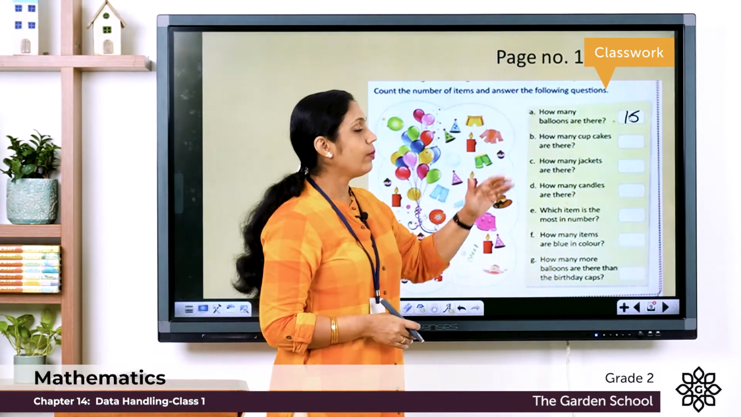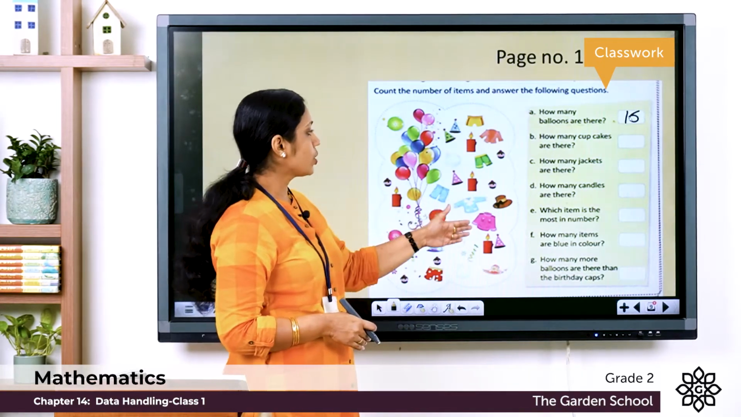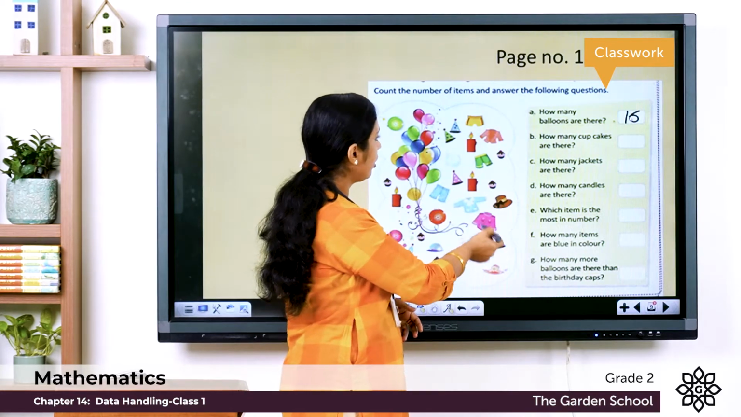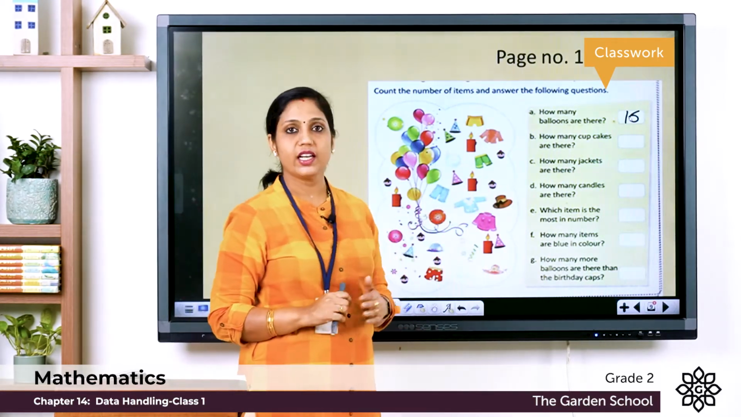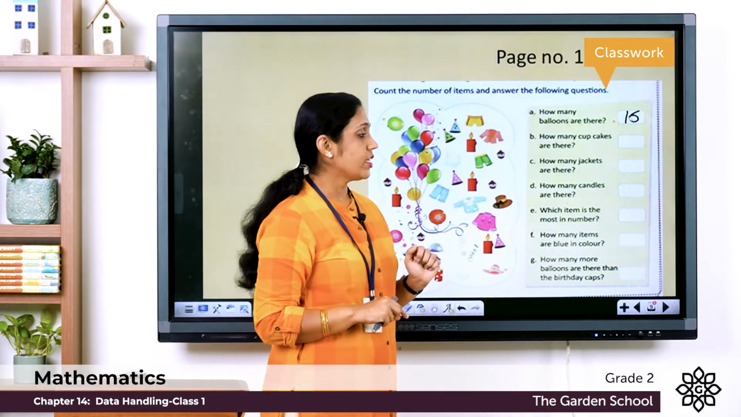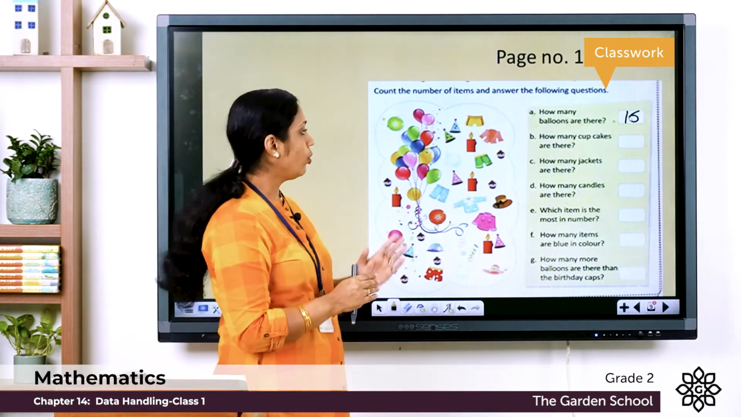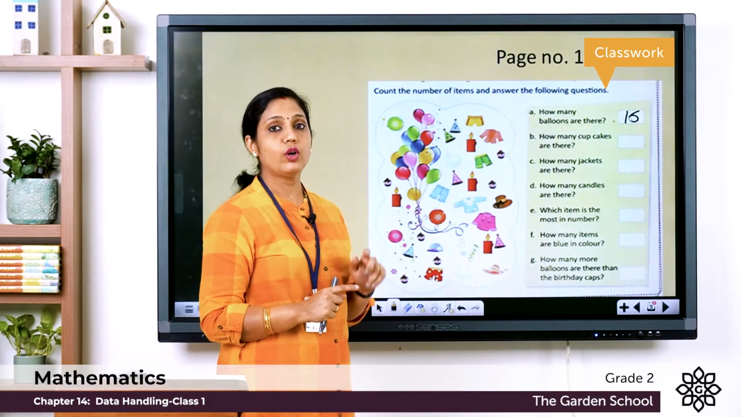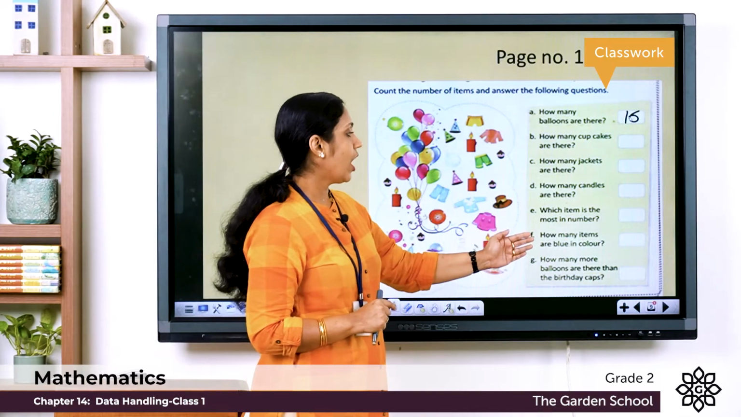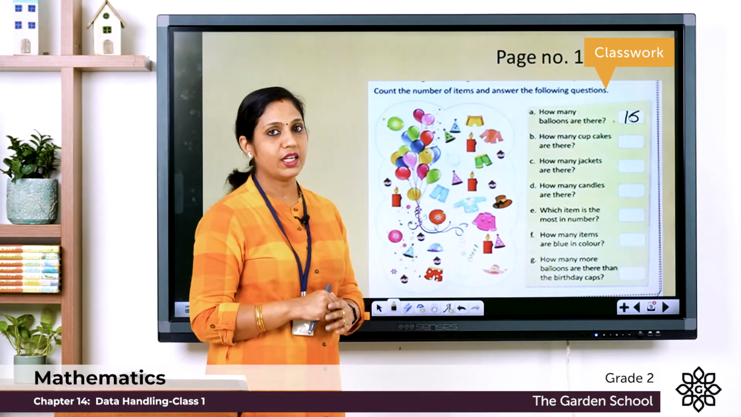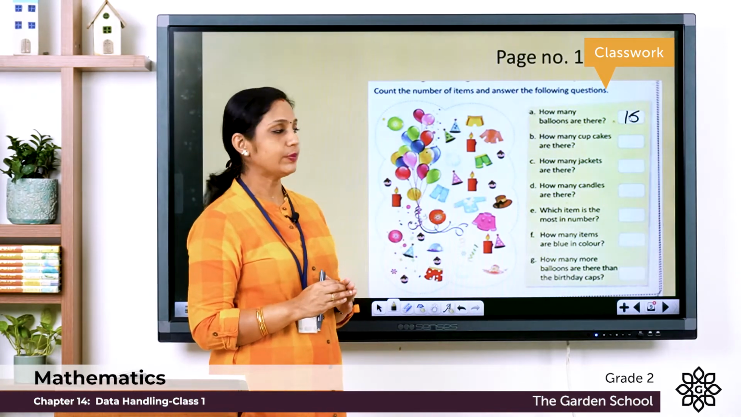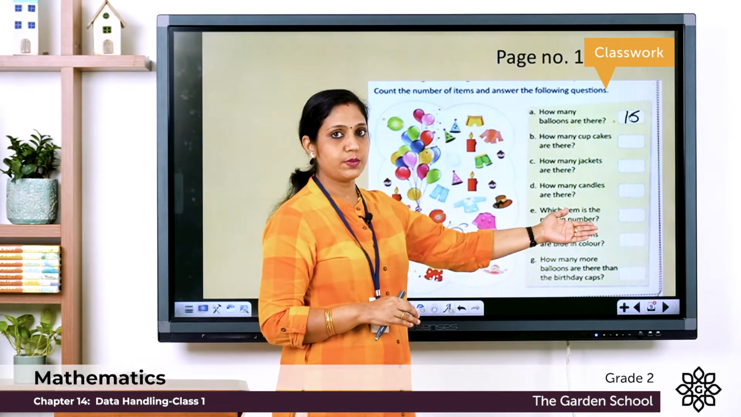The next one, how many candles are there? You can see candles also in this picture. 1, 2, 3, 4. So 4 candles. You can write the number there. Now the next question, which item is the most in number? Count all the items and find out which item is the most in number. Then how many items are blue in color? Find out from this picture how many items are blue in color, and you can write it here in the space provided.